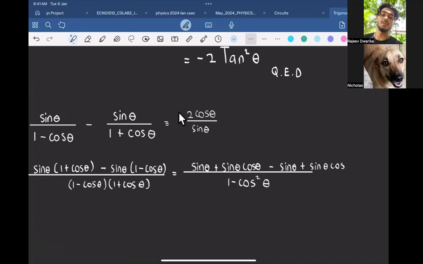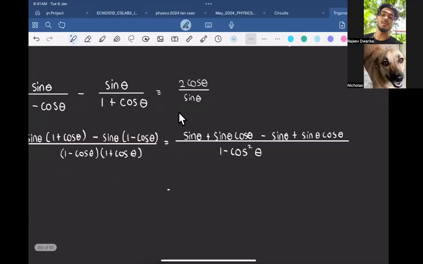Now we need to simplify. Tell me what to do next. The sine theta at the start minus the sine theta in the middle, those two would cancel off. And so we have sine theta cos theta plus sine theta cos theta again, 2 sine theta cos theta. And the denominator, we know will work out to sine squared theta.